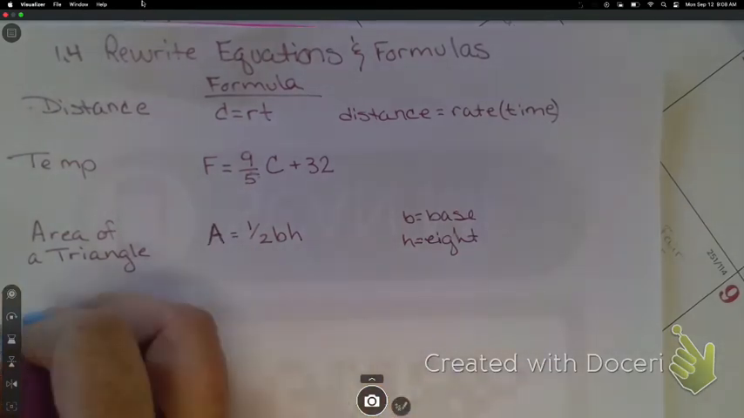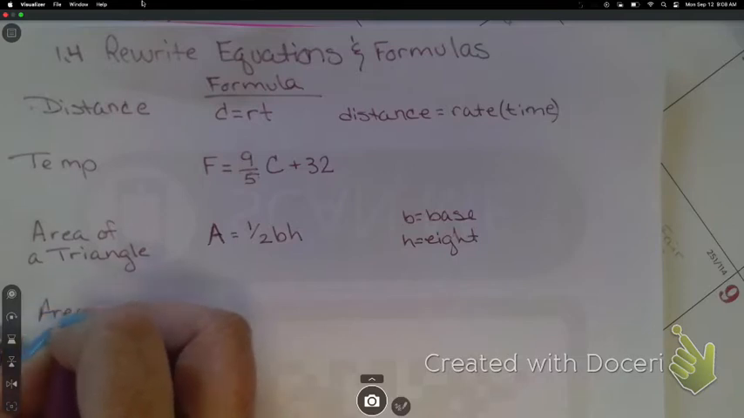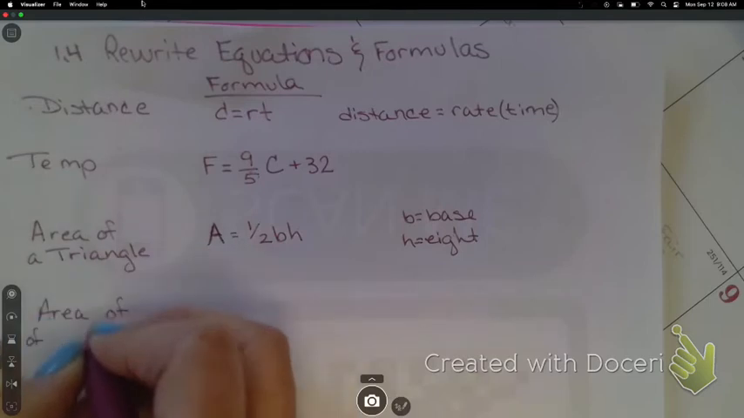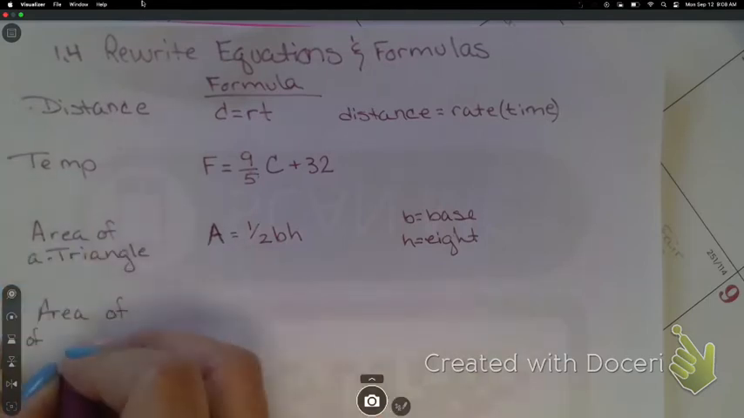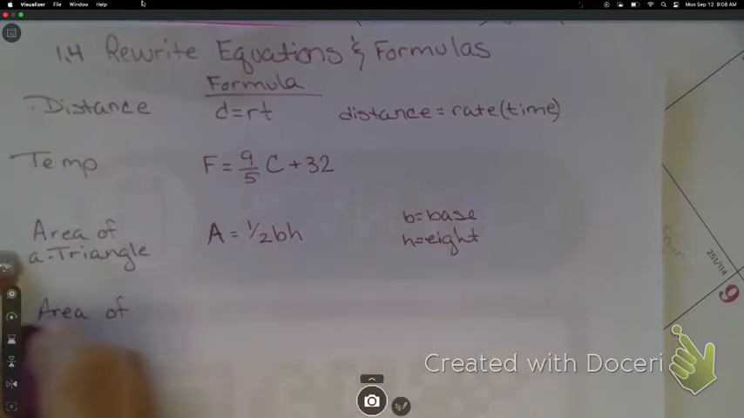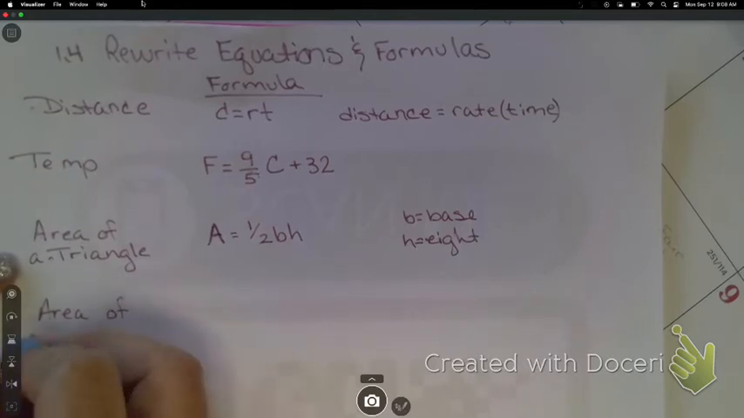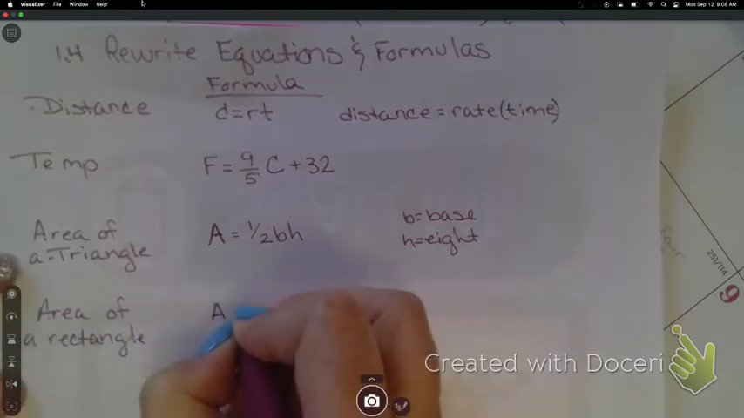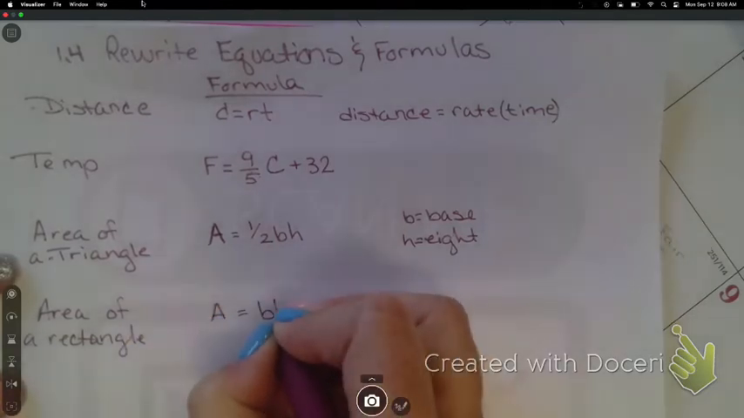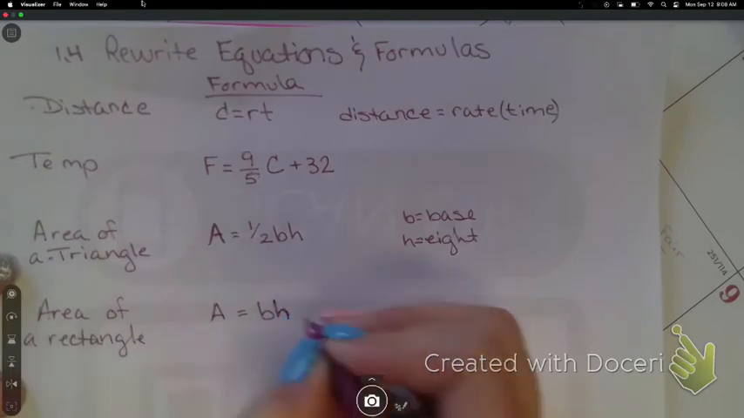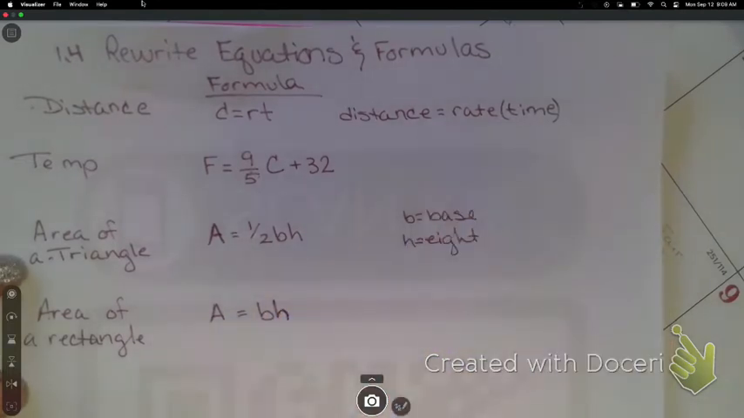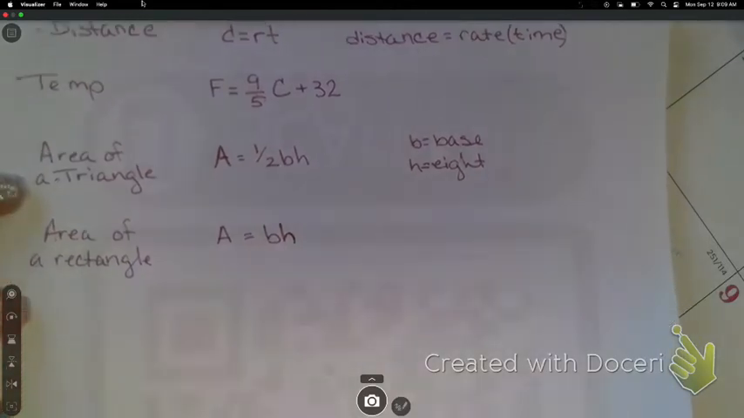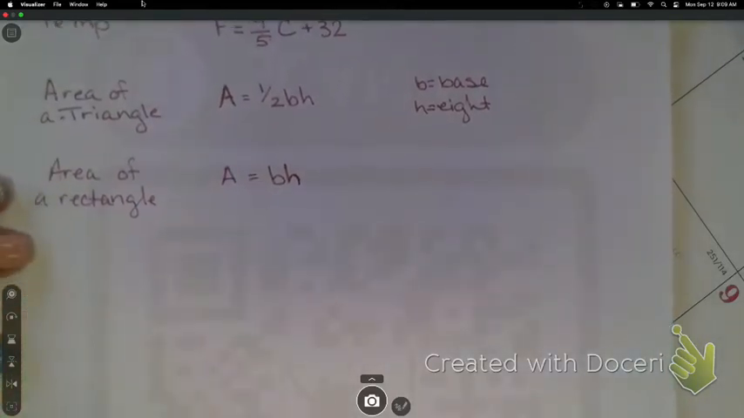Area of a rectangle? Base times height, width. No, that's volume. Area equals base times height. I'm not going to rewrite what B and H means. We've already written it once. Do we have to know what it means? We don't. Yeah, if you know what it means.